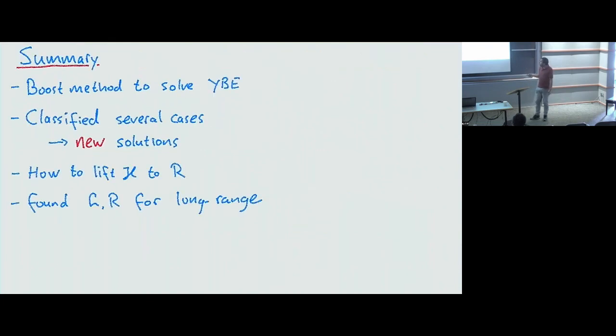Okay, so let me wrap up then. So I showed you today, or explained, our methods to find and classify solutions of the Yang-Baxter equation. And we were able to apply them to several different cases and find a bunch of new solutions of the Yang-Baxter equation. And then we discussed how to lift a constant Hamiltonian to an R matrix. And we applied that to spin chains that have these perturbative long-range interactions. And we were able to find Lax operators and R matrices for all of these spin chains.